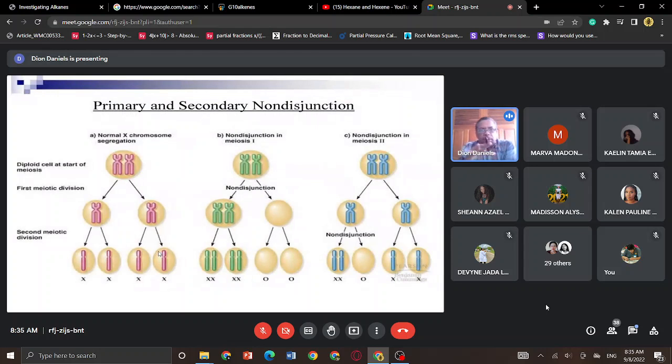So if we look at this diagram here, we have primary and secondary non-disjunction. A is a normal X chromosome segregation, right? During the 2 meiotic divisions. So A represents normal meiosis taking place there. But when you look at B, there is non-disjunction taking place in meiosis 1, right here. And so that is referred to as primary non-disjunction when it takes place in meiosis 1.